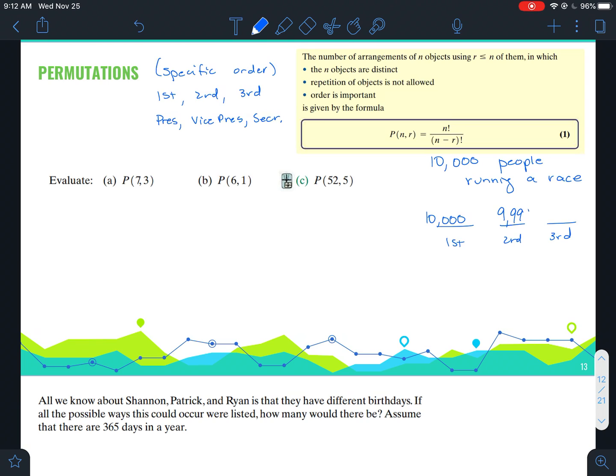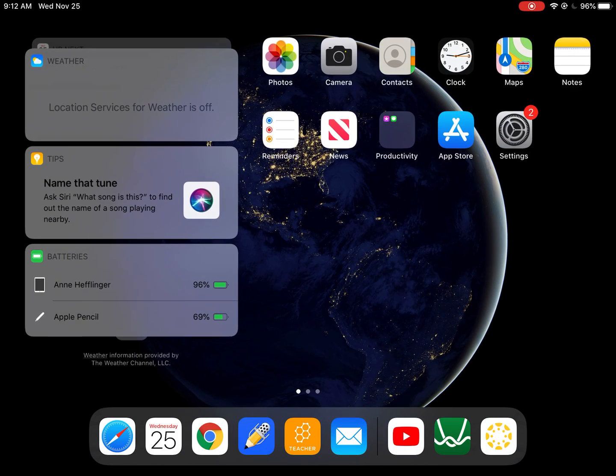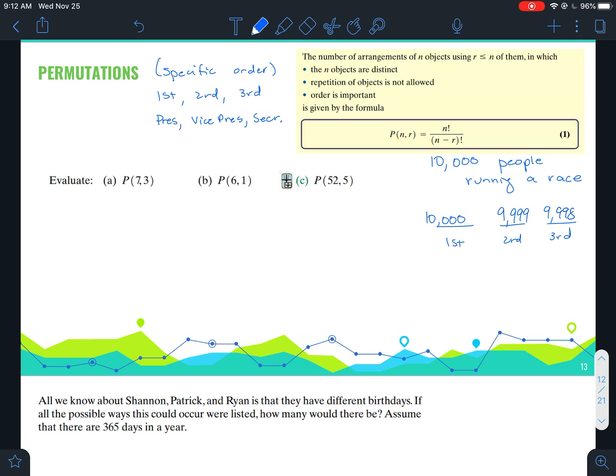Well, now you have 9,999 options for somebody to finish in second place because somebody already finished in first place. And then for your third place finisher, you have 9,998 options. So that's how many different ways somebody could finish first, second, and third place if 10,000 people were running a race. Or on your calculator, this ends up being 10,000 factorial over 10,000 minus 3 factorial. That's what this ends up becoming.